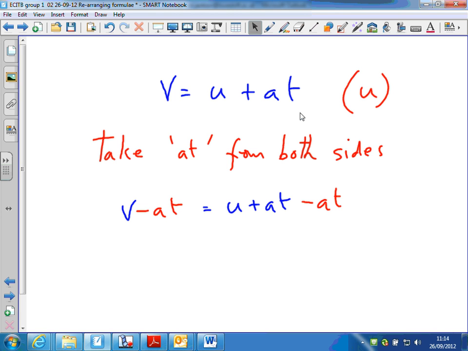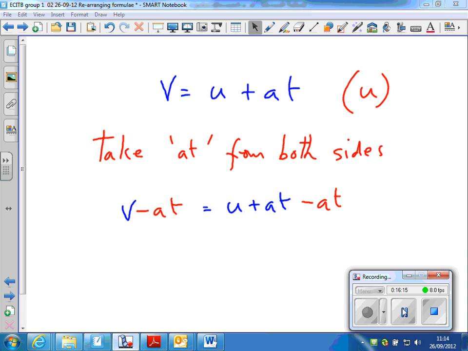So is AT just one single thing? Yeah, good question. AT is a whole thing, isn't it? It's A multiplied by T, but if I want to get rid of it, I can think of it as one whole term that I'm going to subtract. If I know A and T, say A was 3 and T was 4, 3 times 4 is 12, I would still subtract 12. It doesn't matter what A and T are, I'm subtracting a whole lot. So I just write minus AT, minus AT.